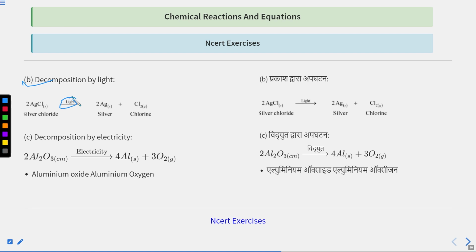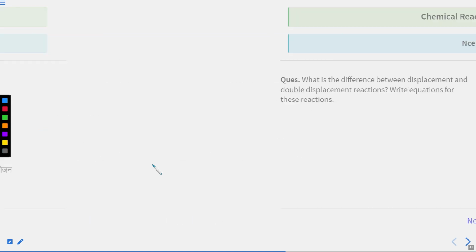Then decomposition by electricity: you can take the example of Al2O3, or also the example of H2O. So 2Al2O3, aqueous, upon electricity forms 4Al solid plus 3O2 gas. On passing electricity, this is aluminum oxide, this is aluminum, and this is oxygen. I hope you got each and every concept. I am providing some examples; you can learn so many more, because in your book, decomposition by light, electricity and heat, multiple examples are given. Okay, let's move to the next.